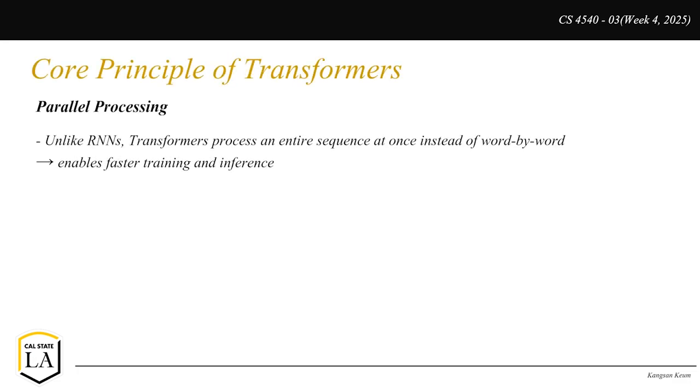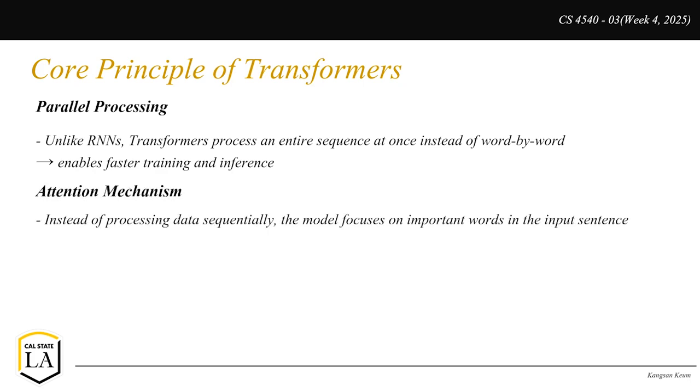Let's move on to the core principles of transformers. The key principles behind transformers are, first, parallel processing. Unlike RNNs, which process words sequentially, transformers process the entire input at once. Therefore, as an advantage, it is faster at training and inference. Second, it goes with the attention mechanism. Instead of treating all words equally, it focuses on the most important words in a sentence. As a result, a more accurate understanding of context is possible.